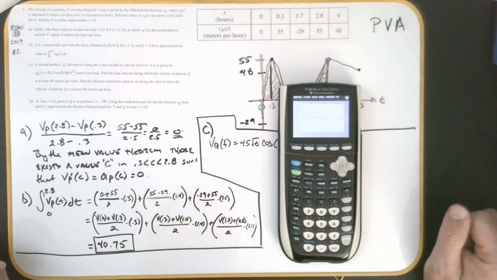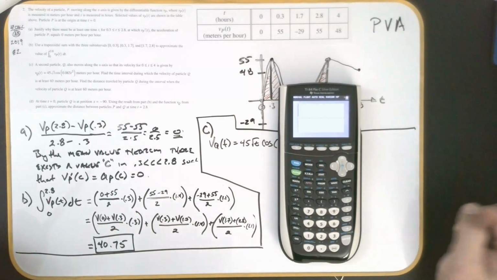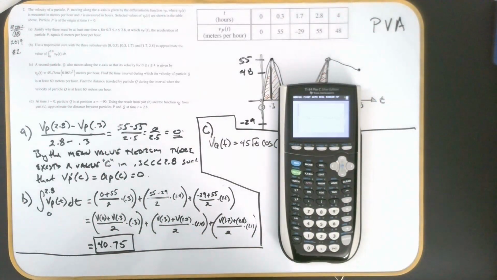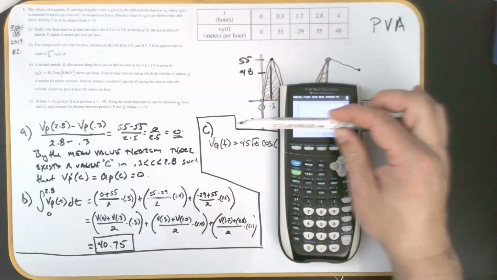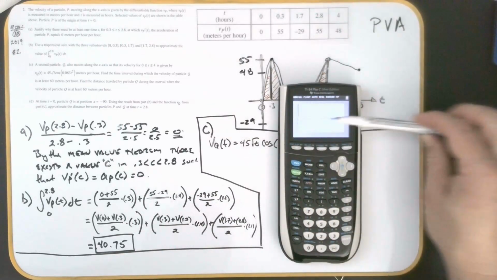And so if I decide to graph that update, there's 0 to 4 seconds. Not very helpful. You're like, what the heck is going on? Well, the problem, you can see that we just have a little thing right there. Well, the question said they want to know, when is the velocity at least 60? Well, remember, the horizontal axis is time.